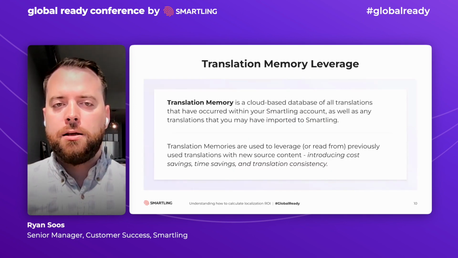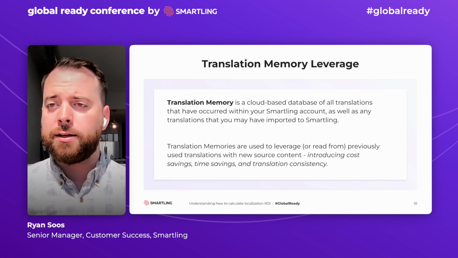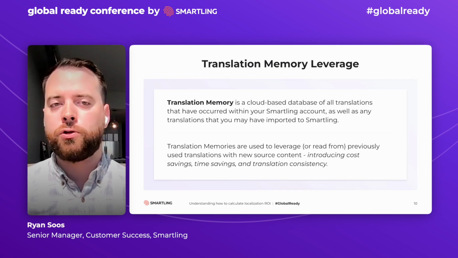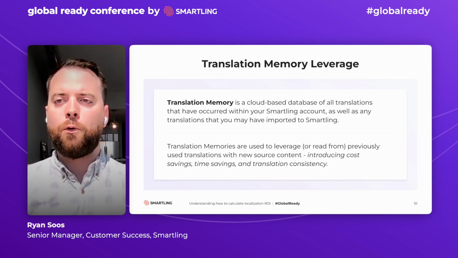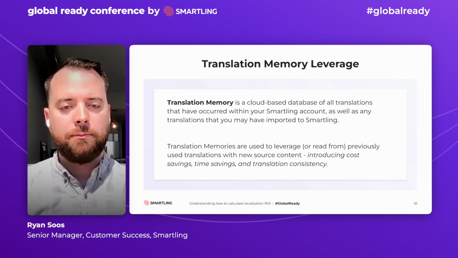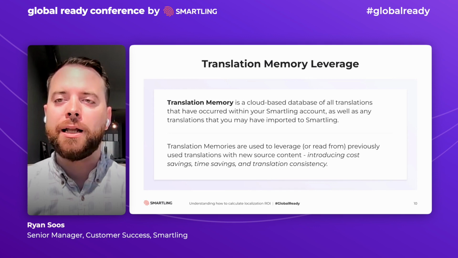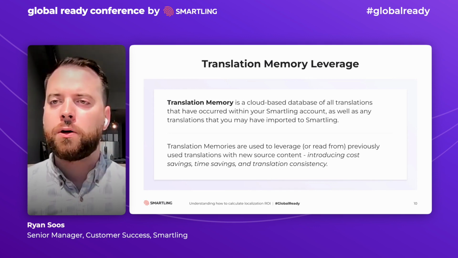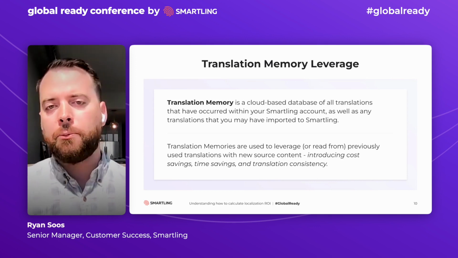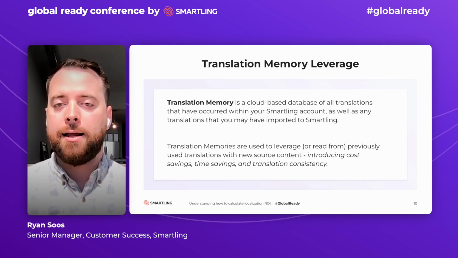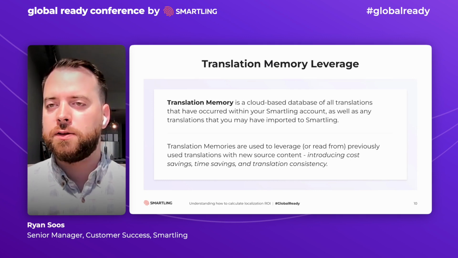And one of the biggest benefits when we're going through translation, one of the ways that we decrease that peak of cost is through translation memory leverage. So for some folks who are attending this session, this might be something you talk about every day and you know it like the back of your hand. For others who are maybe newer to localization or not as familiar, allow me to introduce you to translation memory leverage. So translation memory is a cloud-based database of all translations that have occurred.